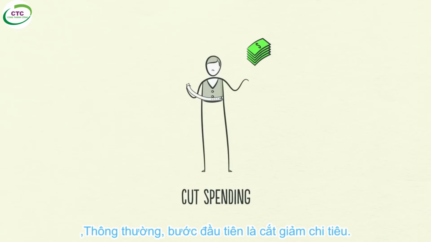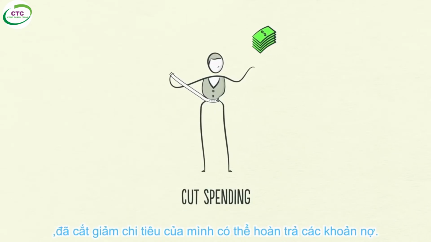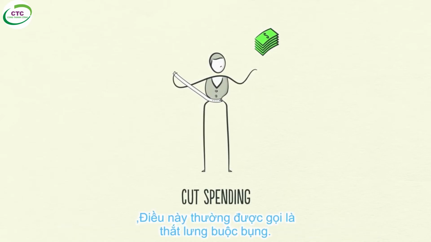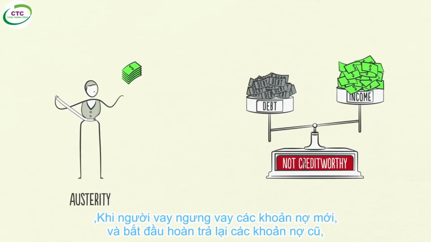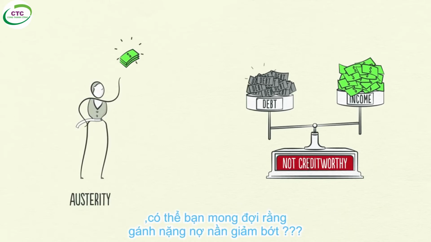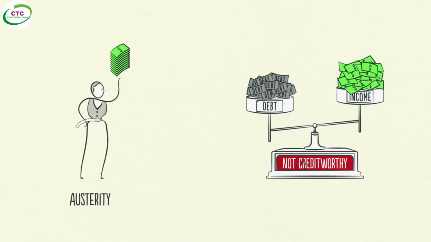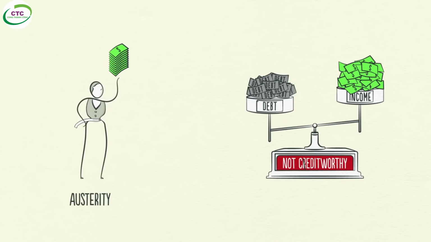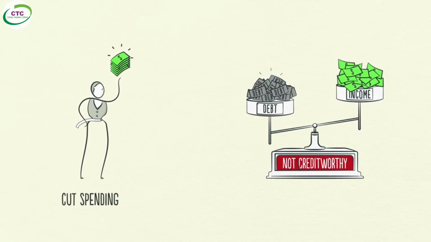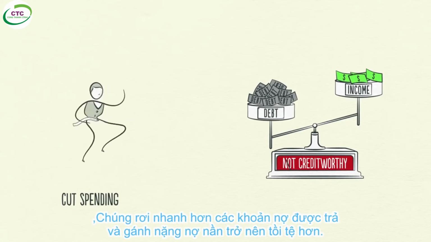Usually, spending is cut first. As we just saw, people, businesses, and even governments tighten their belts and cut their spending so that they can pay down their debt. This is often referred to as austerity. When borrowers stop taking on new debts and start paying down old debts, you might expect the debt burden to decrease. But the opposite happens. Because spending is cut, and one man's spending is another man's income, it causes incomes to fall. They fall faster than debts are repaid, and the debt burden actually gets worse.